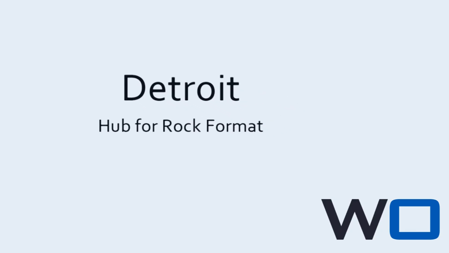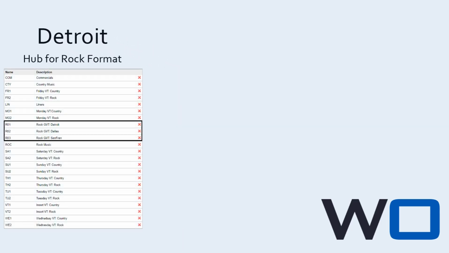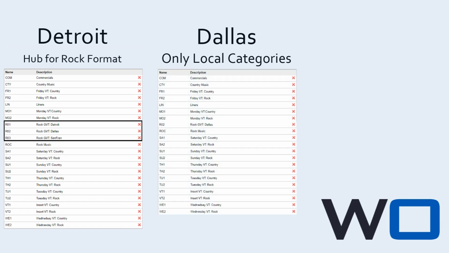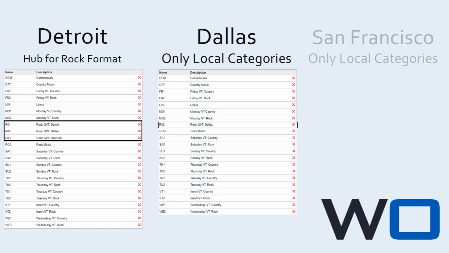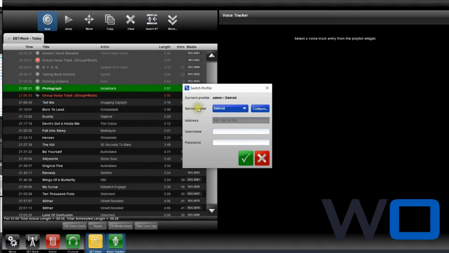For example, if we were to make Detroit the hub for the rock group, Detroit would have R01 through 03 configured on the local central server, but Dallas and San Francisco would only need to have their local categories configured. With the use of the Universal Radio Client, talent from Dallas or San Francisco could connect to the Detroit rock station and do the voice tracking from that market.